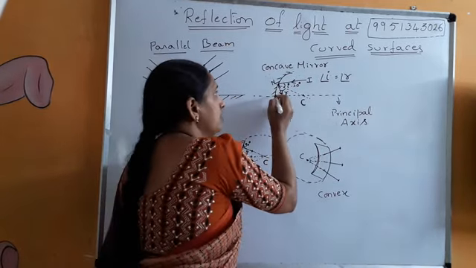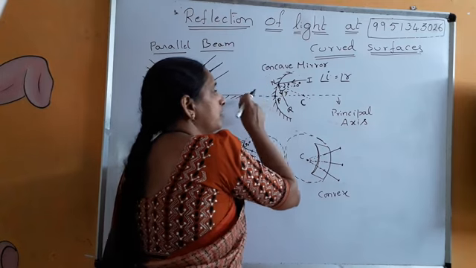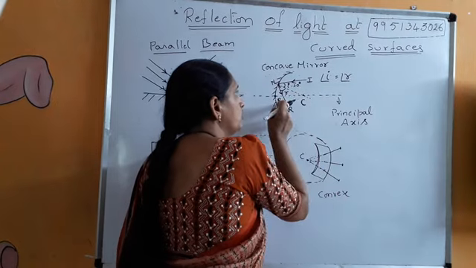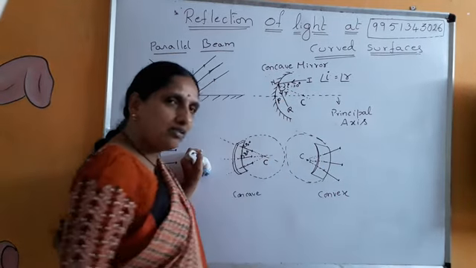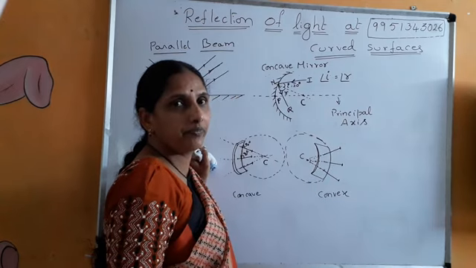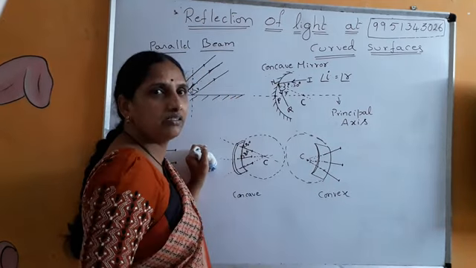The center of the mirror we call the pole. So an imaginary line which is drawn passing through the pole of the mirror and the center of curvature is called the principal axis. Done. We are done with that.